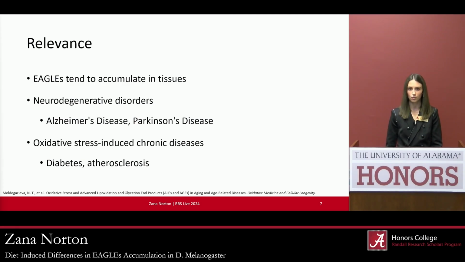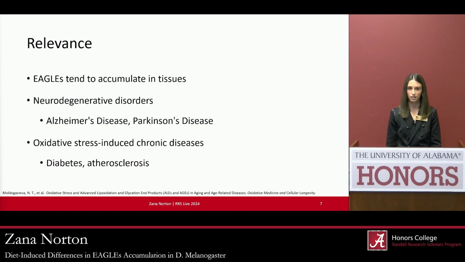Once EAGLEs form, they tend to accumulate in tissues. This causes oxidative stress, tissue damage, and inflammation. EAGLEs are implicated in neurodegenerative disorders such as Alzheimer's disease and Parkinson's disease. The accumulation of AGEs in pathological deposits associated with neurodegeneration worsens the course of these diseases.